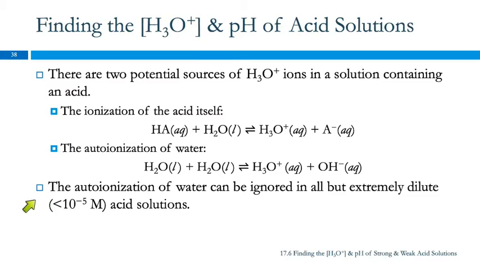Most of the time, we can ignore the auto-ionization of water because that's going to contribute a very, very small amount, roughly 10 to the minus 7 molar of hydronium ions, and so it doesn't really matter. But if we have very dilute acid solutions, like less than 10 to the minus 5th molar, then we have to consider that.